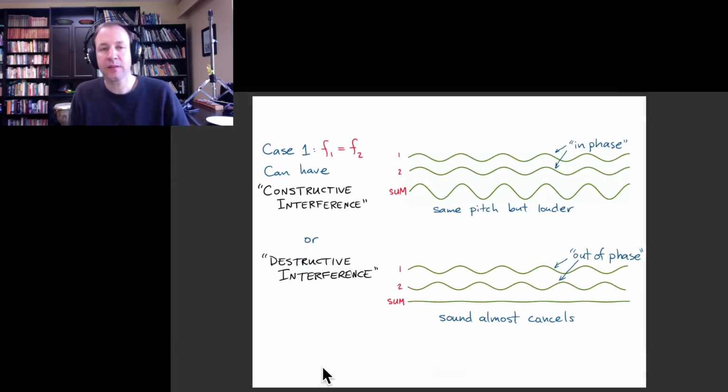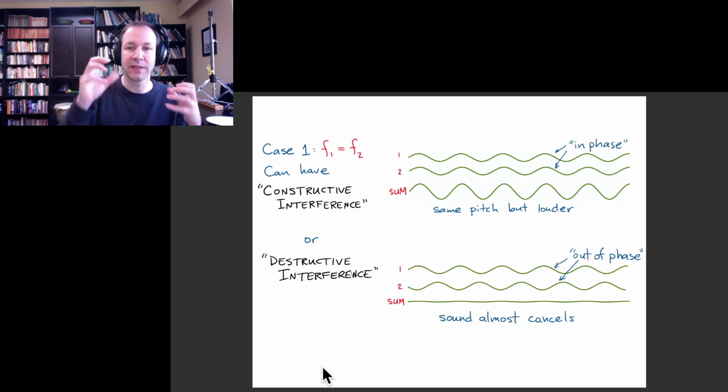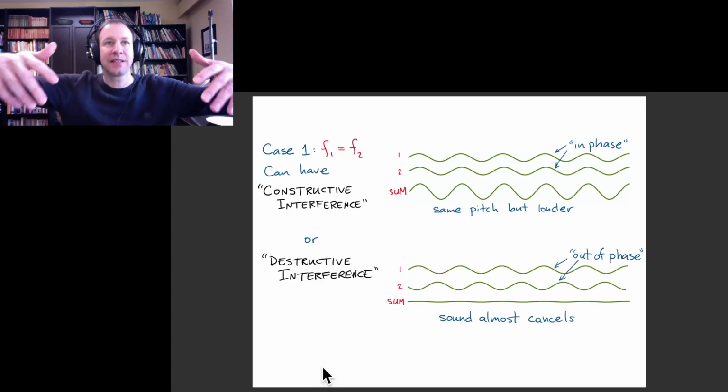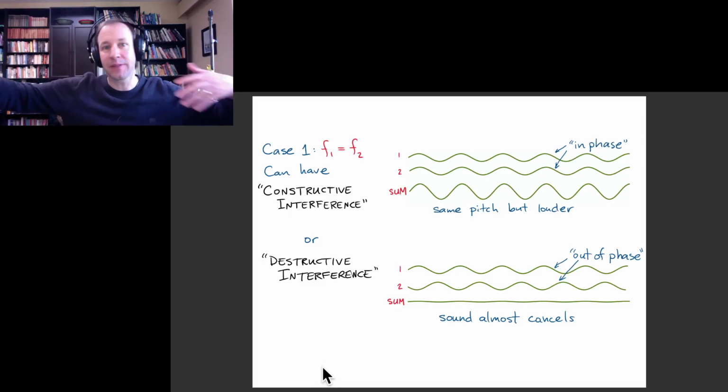So in order to understand what we just heard, I want to go back and think about the displacement graphs for the sound waves for these two frequencies. And a good starting point is actually the simple case where you have exactly the same frequency. So frequency 1 equals frequency 2. And so in this case, you would think that, okay, you just play the two frequencies and it'll just be the same sound but louder.